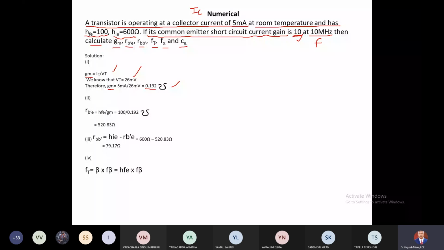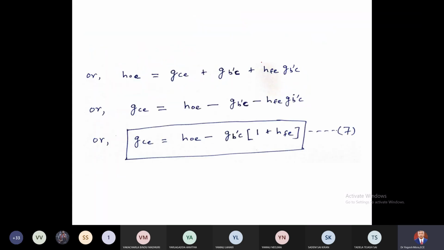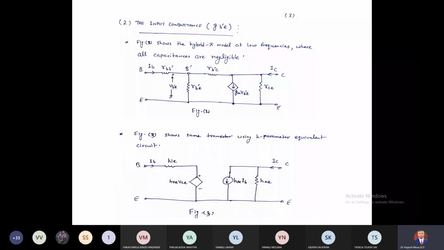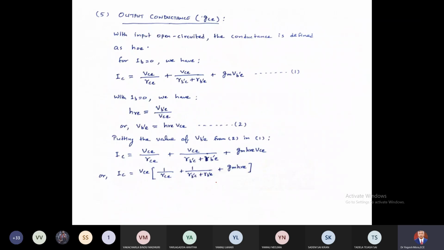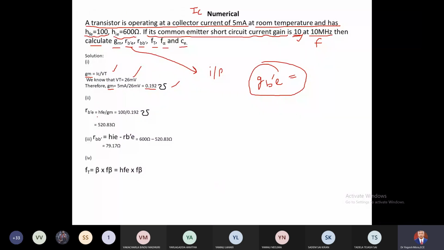Now RB dash E. This is GB dash E, the input conductance, which we have already calculated. GB dash E can also be written as 1 by RB dash E; it is the reverse of RB dash E. So simply use this formula: RB dash E is equal to HFE by GM.